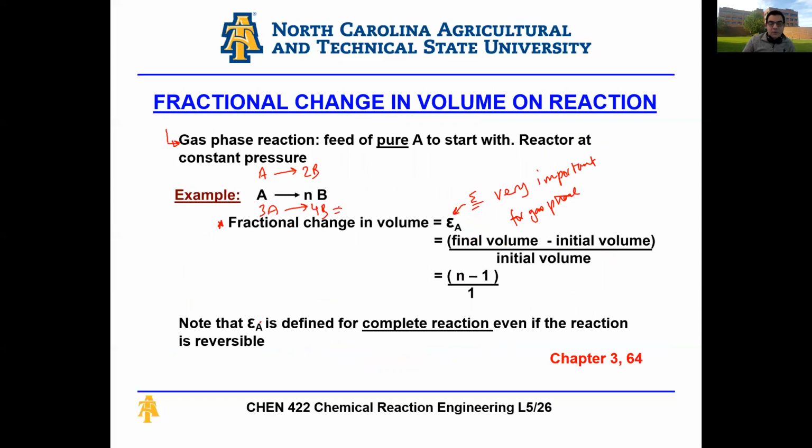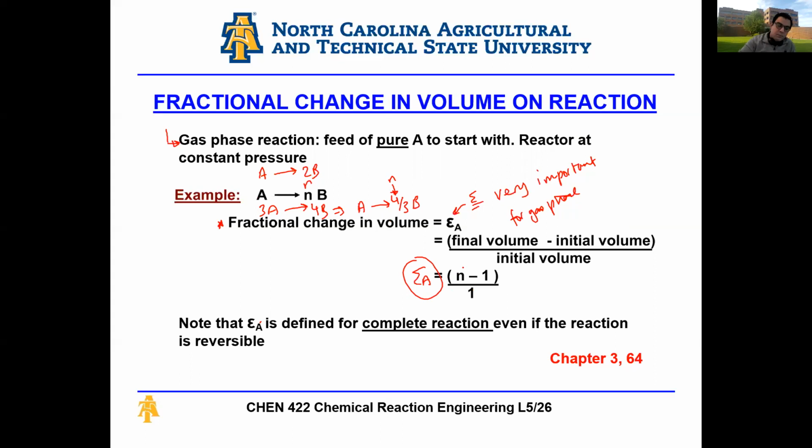So for this one, I'm going to normalize it. So I get A goes to 4 over 3B, whatever it is. And this is the N for this case. I just take this N minus 1 divided by 1, and I'm going to get the fractional change in volume. And this is how much my volume changes. So my volume is going to increase by 20% between the feed and the product.